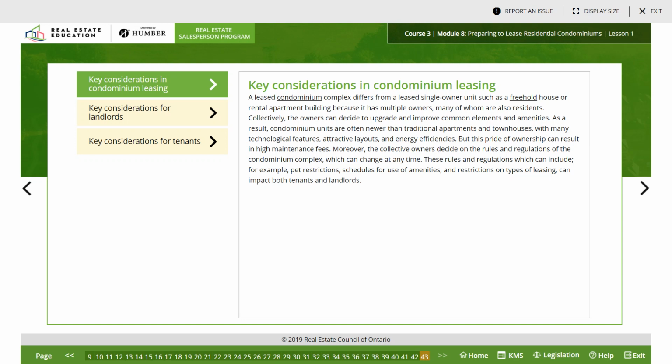We are going to be summarizing Module 8 for Course 3, Lesson 1. And Lesson 1 talks about preparing to lease residential condominiums. So the key considerations in condominium leasing.